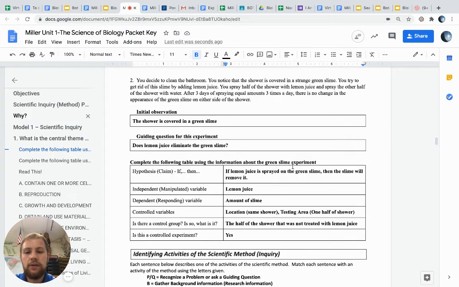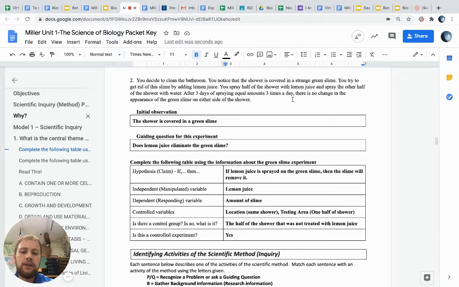All right, so number 2, you decide to clean the bathroom. You notice that the shower is covered in a strange green slime. You try to get rid of this slime by adding lemon juice. You spray half of the shower with lemon juice and spray the other half of it with water. After 3 days of spraying equal amounts 3 times a day, there is no change in the appearance of the green slime on either side of the shower.